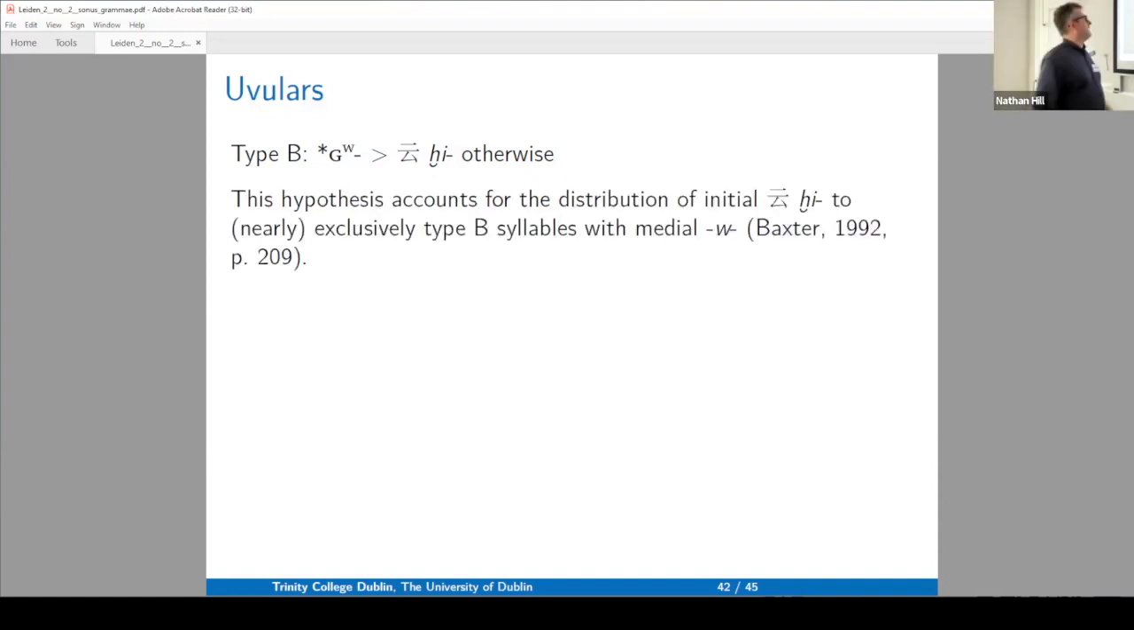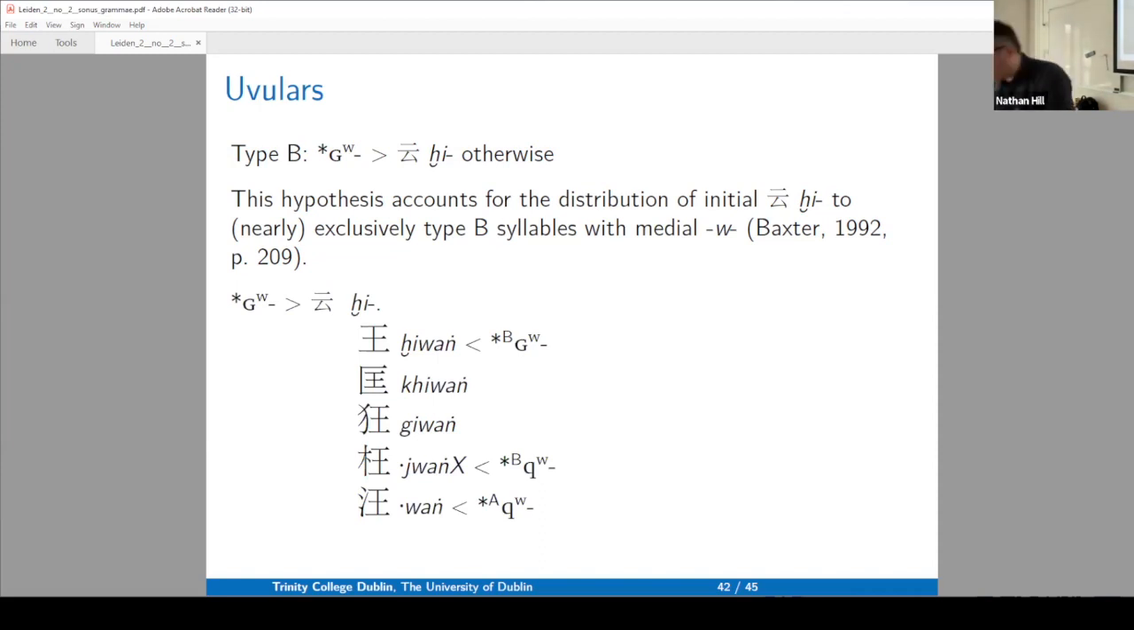And then this hypothesis does account for the distribution of this initial, which is only in type B syllables with medial one. Okay. And then here's a series that we will use as evidence for this proposal. So we've got a glottal. Oh, that should have been an I. I'm sorry, this is a typo. So we've got a glottal here, we've got a glottal there. So we've got our glottal mixing with velars. So it's a uvular series.